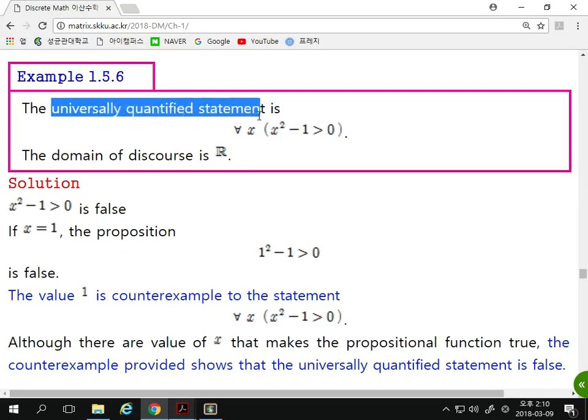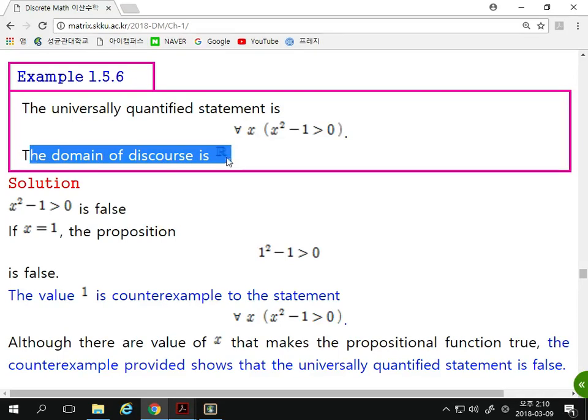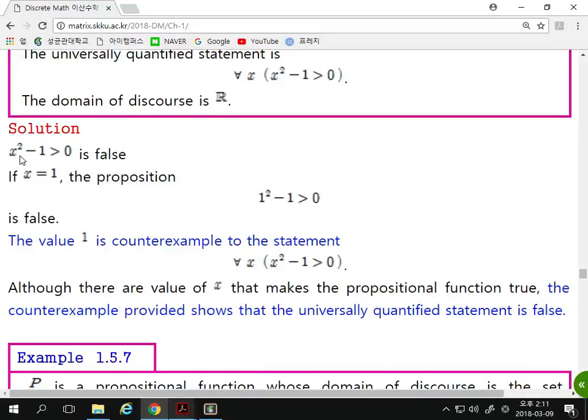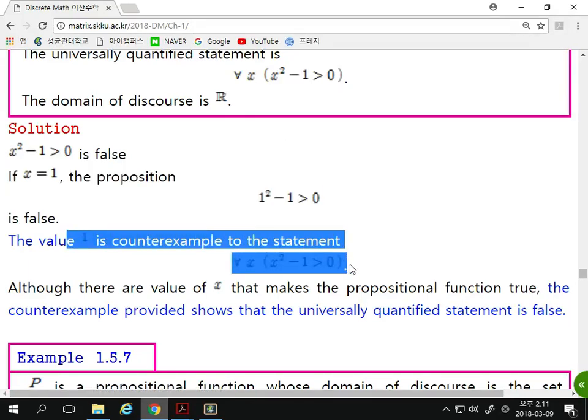Suppose we have this universally quantified statement: for all x, x squared minus 1 is bigger than 0, when the domain of discourse is the real numbers. We know this is false, because if x is equal to 1, then 1 squared minus 1 is equal to 0, which is not bigger than 0. So we have a counterexample, x is equal to 1, that makes this statement false. So 1 is a counterexample of this statement.